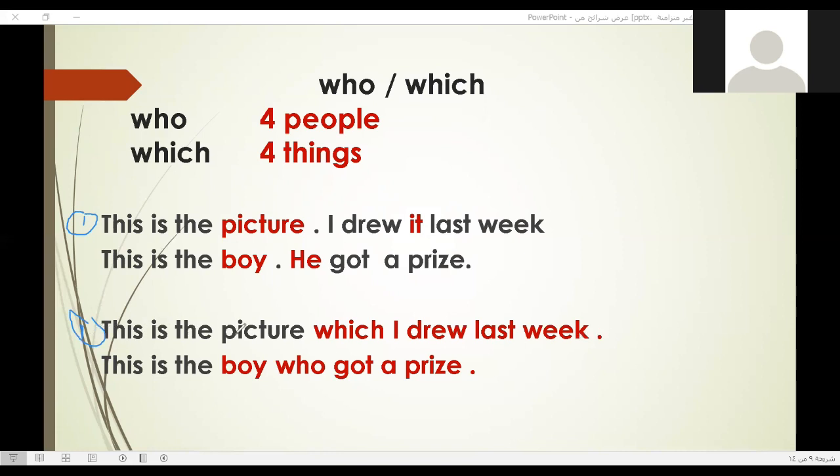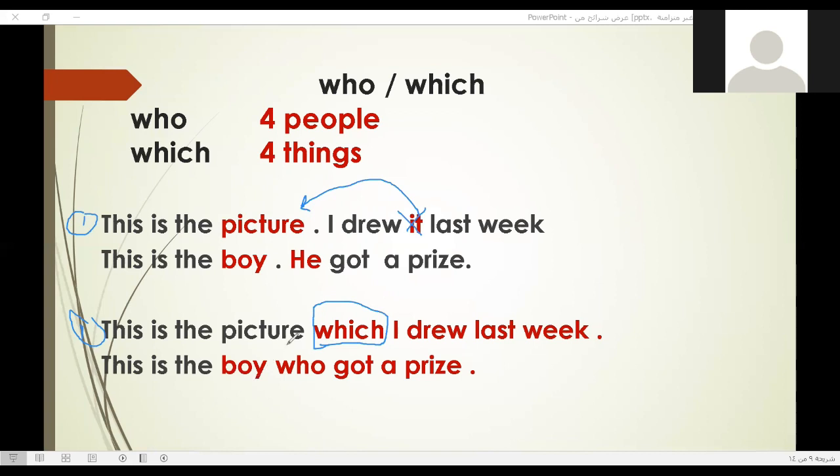This is the picture which I drew last week. So we omit the pronoun that refers to the first sentence. Okay, we omit it and add which. Why did we use which, not who?